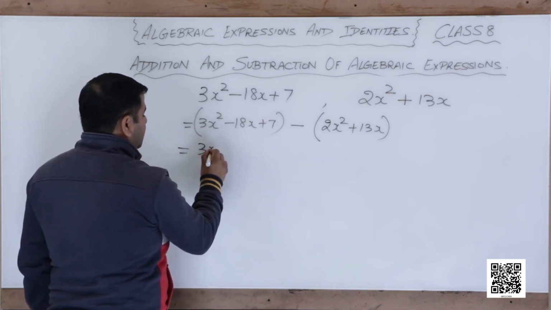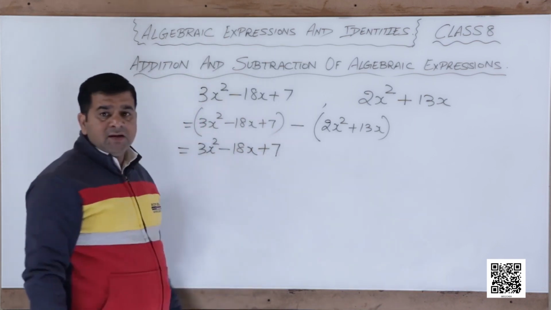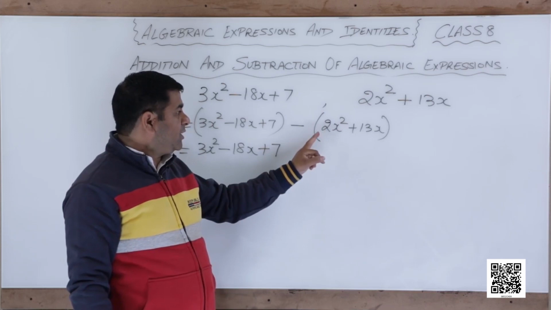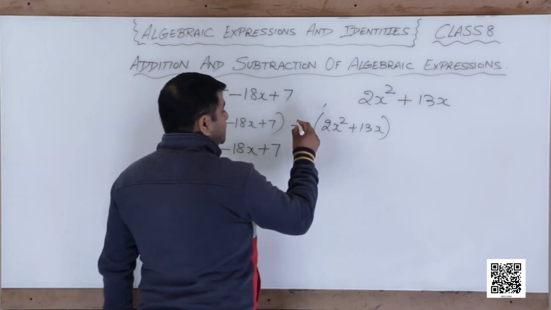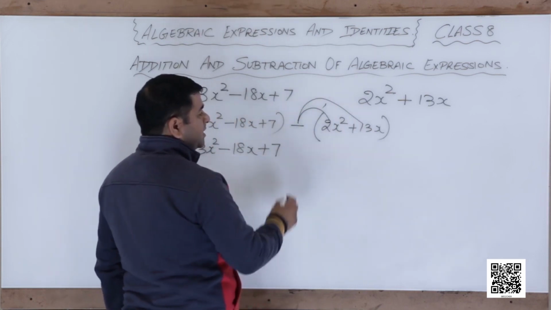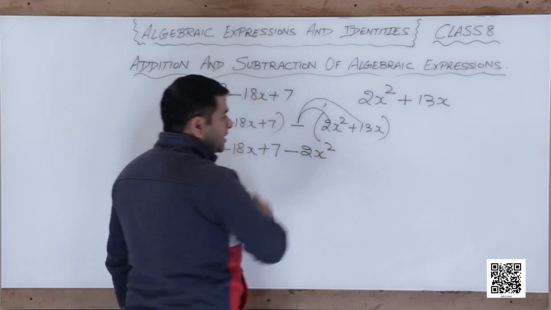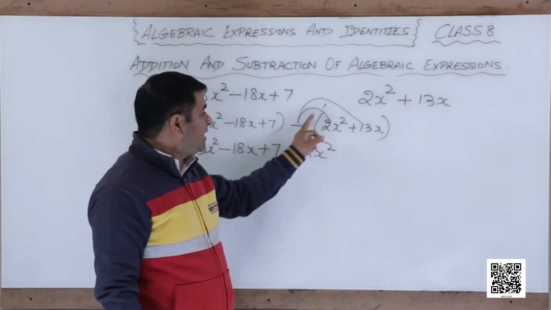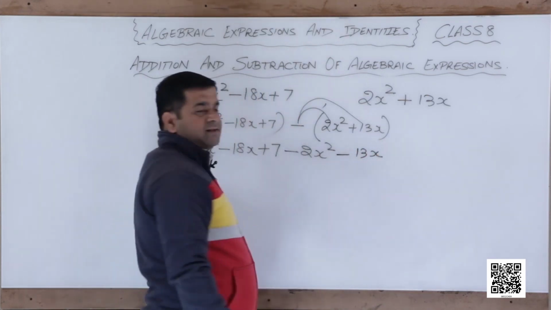First one is 3x square, we write it as it is. Next is minus 18x, and the next term is plus 7. Now students, here you have to be very careful. Why? Because in front of this bracket we have a minus sign. So that means this minus sign is multiplied by this as well as this term. So minus into plus 2x square gives us minus 2x square, and similarly this minus gets multiplied by this sign plus, so minus into plus will be minus, and we will get 13x like this.